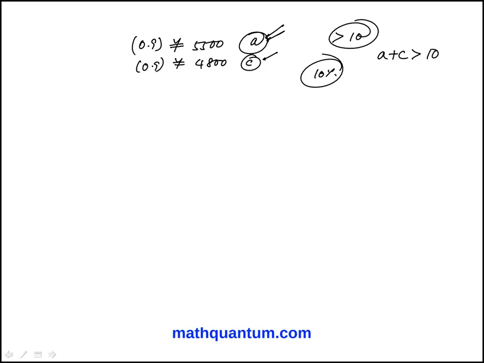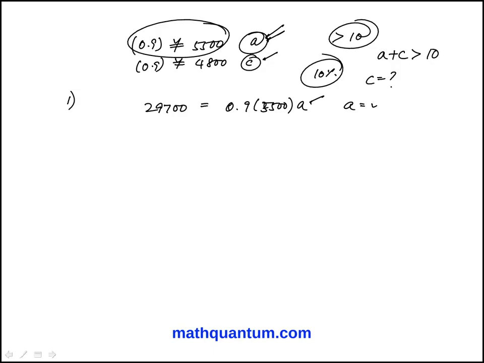The question is, how many children were in the group? So we need to find what C is. So I'll start with statement 1. It says the total admission fees paid for the adults in the group was 29,700 yen. So that's equal to the price per adult ticket times the number of adults, and that would give me what A is. But that alone isn't sufficient because we don't know anything about the number of children.